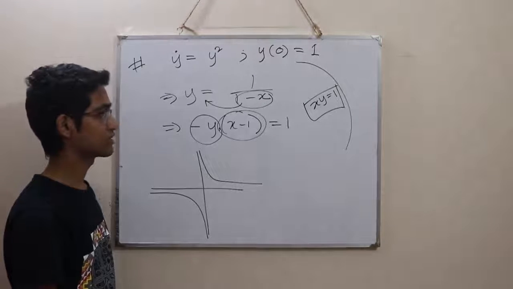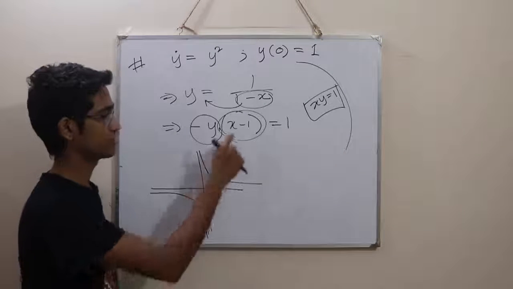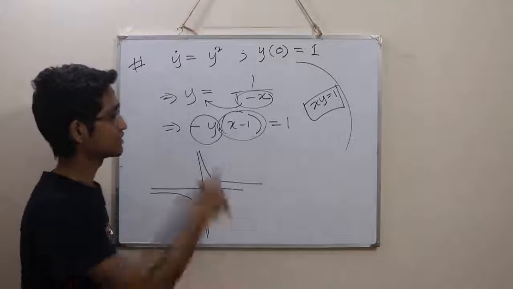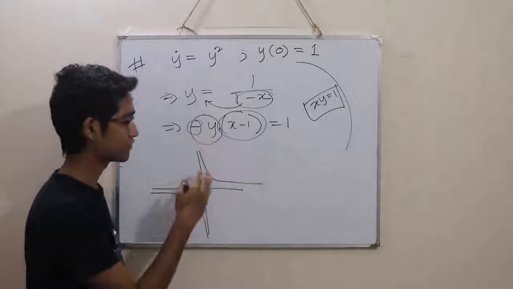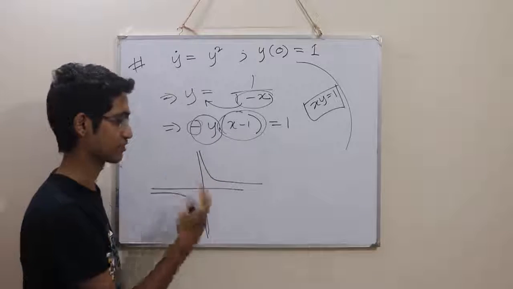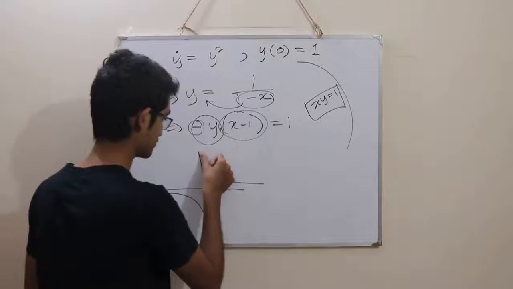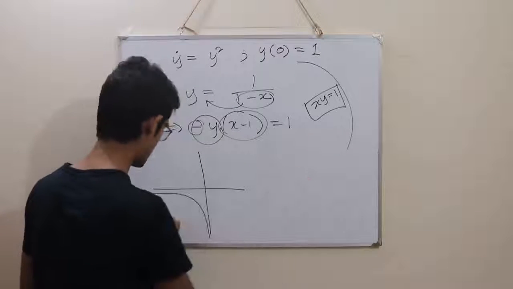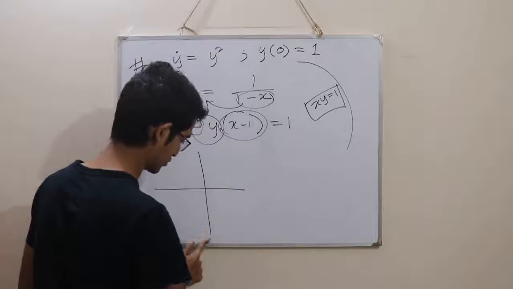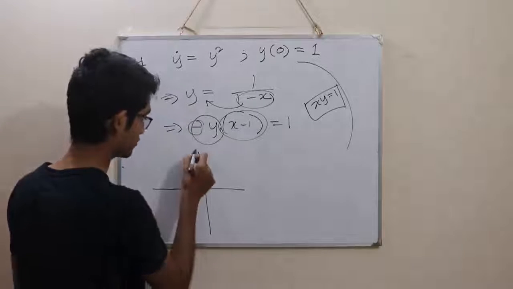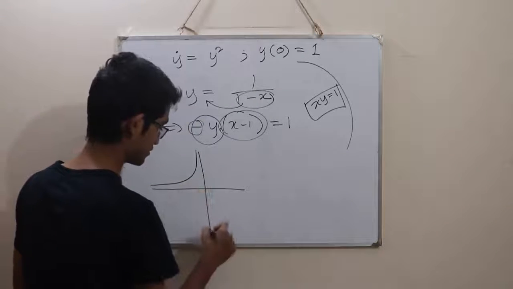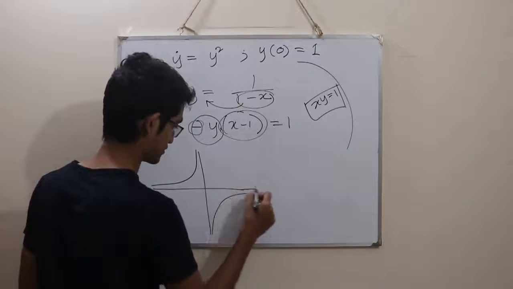Now, let's transform this graph to fit this equation. As you can see, there is a negative sign here. So the graph will look as its mirror. So let's make it its own mirror. So the graph will be this and this.